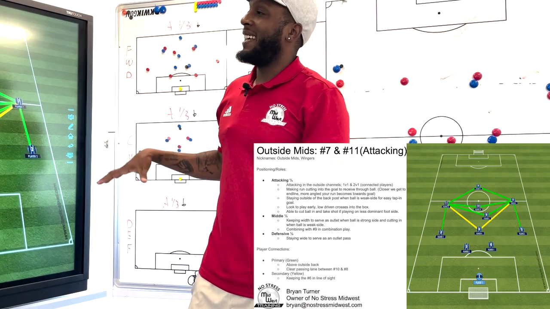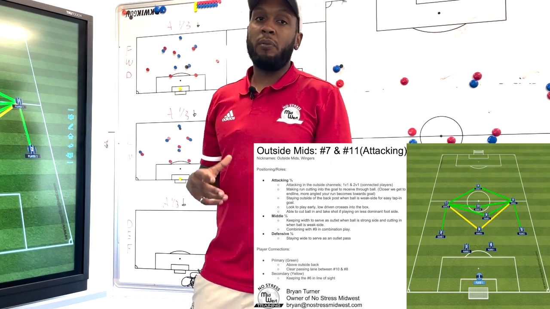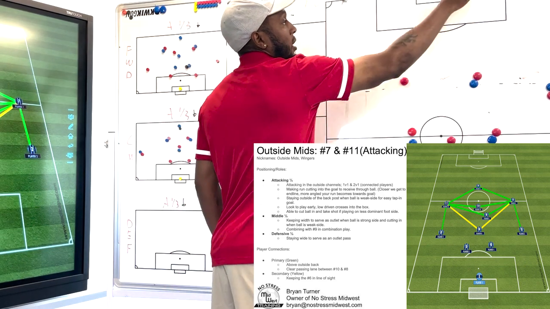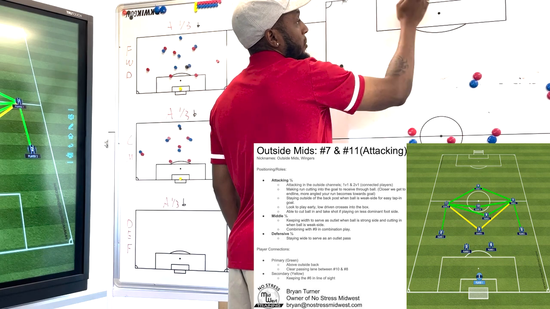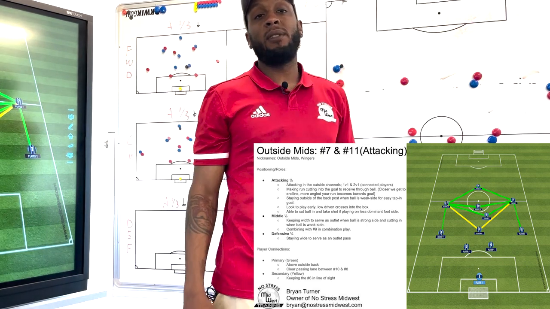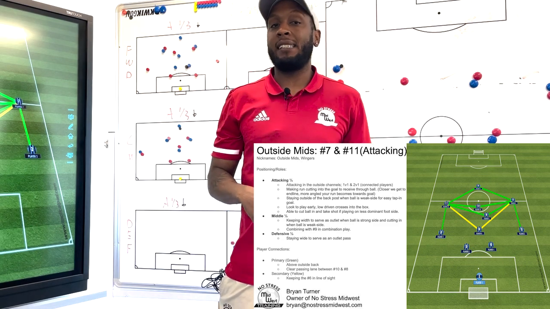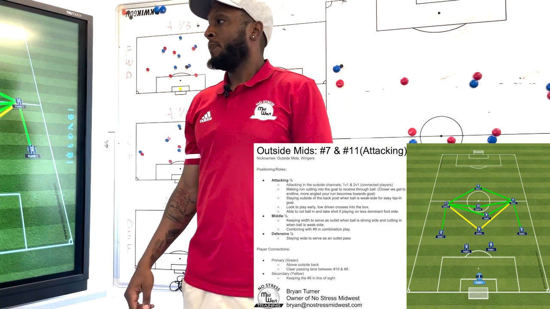We want to make sure we're staying outside of that back post. It's so important that that back post run gets made. This is where all of the goals are going to come. There's that ball that gets played all the way across and there's no one there. So very important that that outside mid on the weak side is making that back post run.